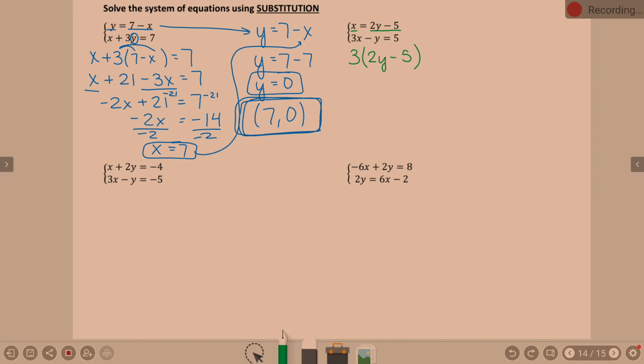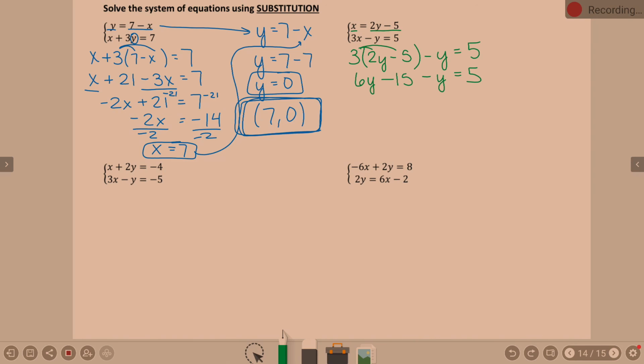Now, keep writing the rest of the equation. So, there's my 3x, still minus y equals 5. We need to distribute. So 6y minus 15, still minus y equals 5. Yep, that's what I get. What's next? You combine like terms.